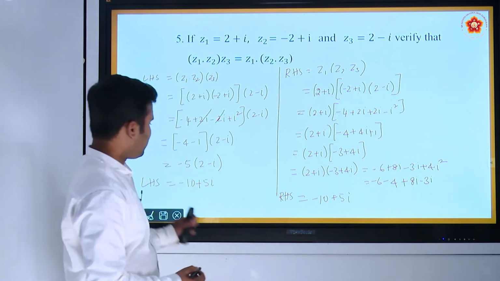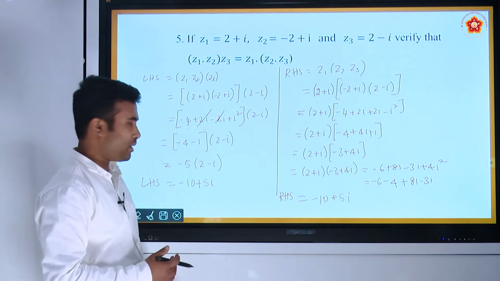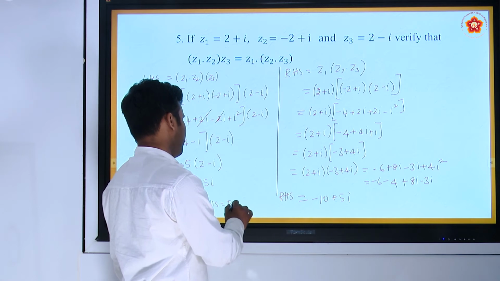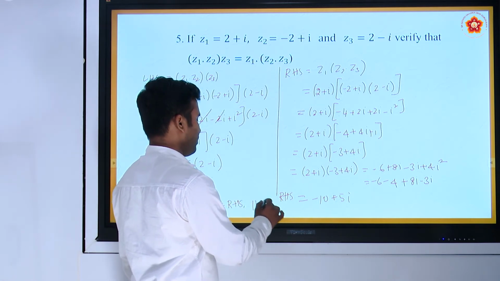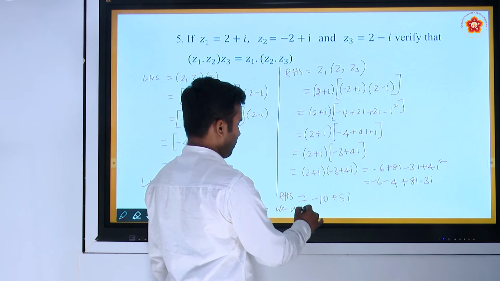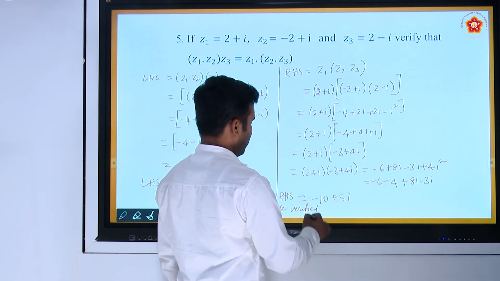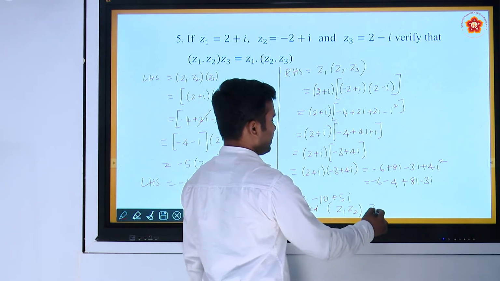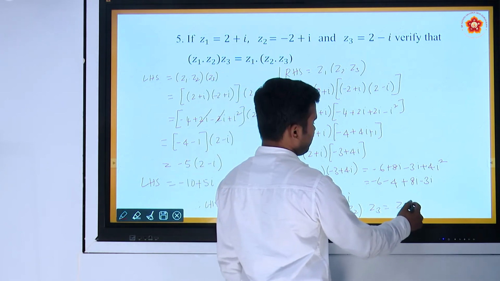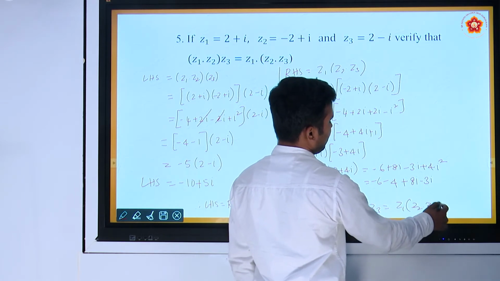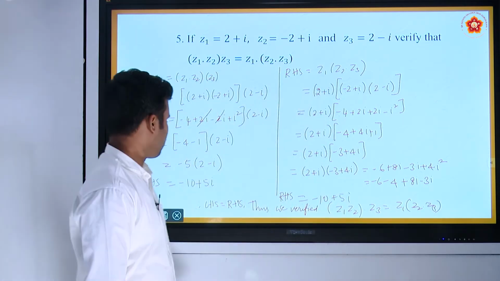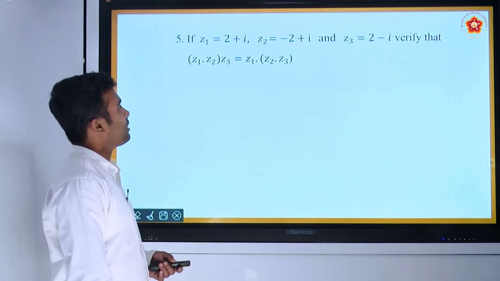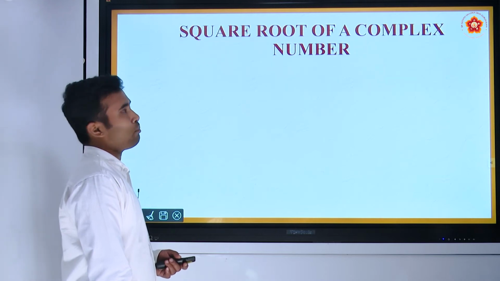As LHS is equal to RHS, both the numbers are equal. Therefore, LHS is equal to RHS. Hence, we verified that Z1 into Z2 into Z3 is equal to Z1 into Z2 into Z3 grouped differently. Hence, we have verified. Okay. Next, we will start the square root of a complex number.